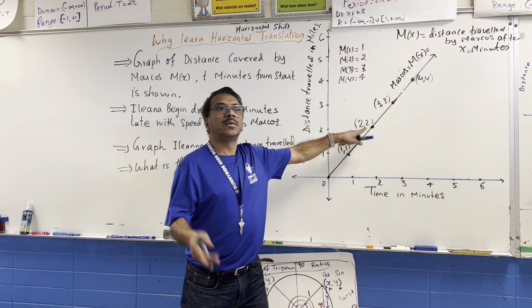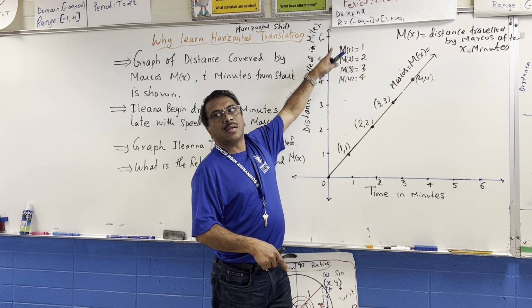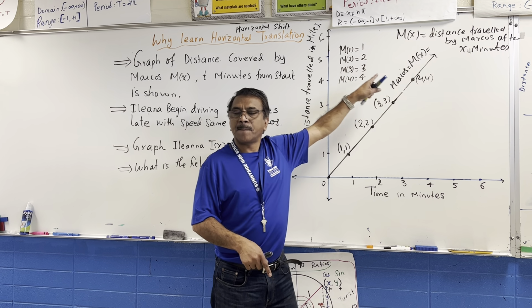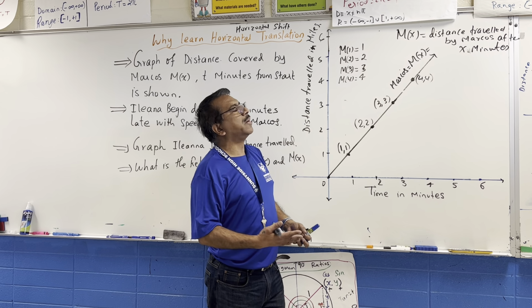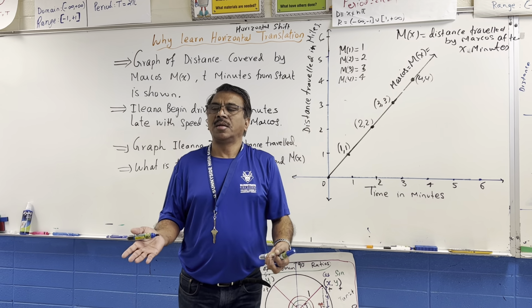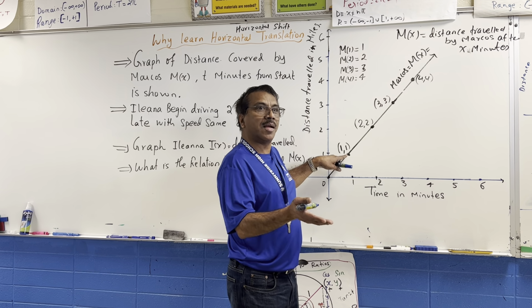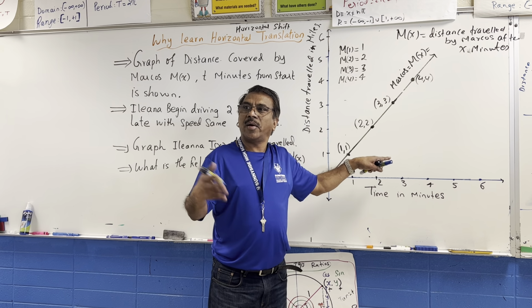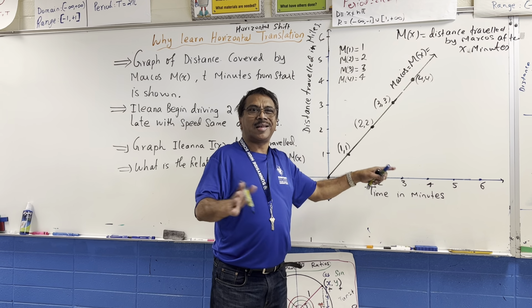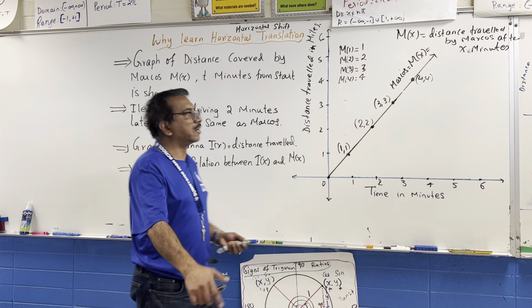2 minutes, 2 miles covered. So M of 2 is 2. M of 3 is 3, agree? M of 4 is 4. I took the same numbers to make it a little easier. I could have given 1 is 1.5, 2 is 3, 3 is 4.5, 4 is 6, but then the decimal points create a problem. So I took an easy one to understand this.